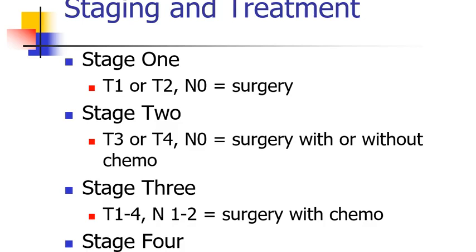With stage 3, where you have up to T4 tumors and there is the involvement of 1 to 2 nodes, surgery with chemo. And stage 4 will be your metastatic. They will do chemo, and they may or may not do surgery. Usually only about 10% will do surgery for stage 4.